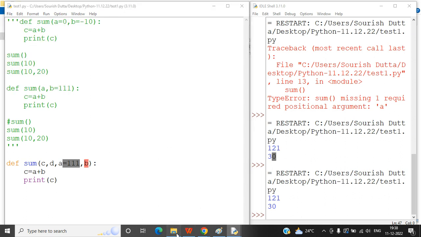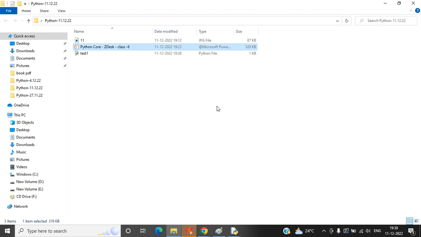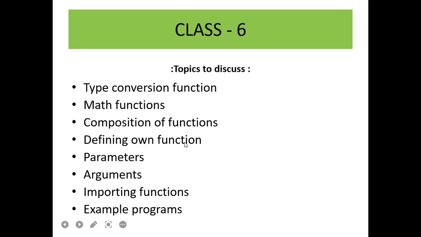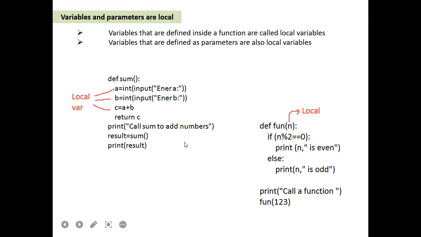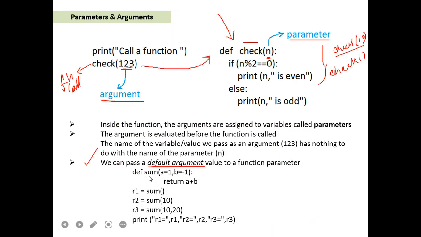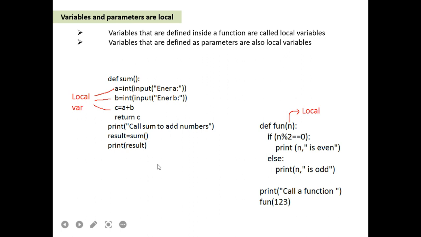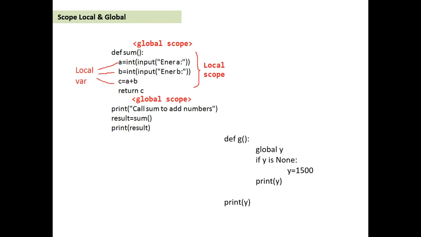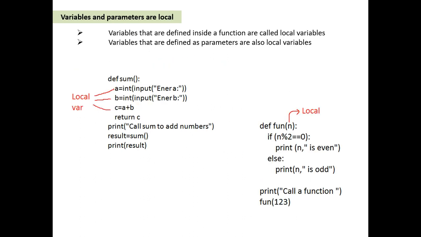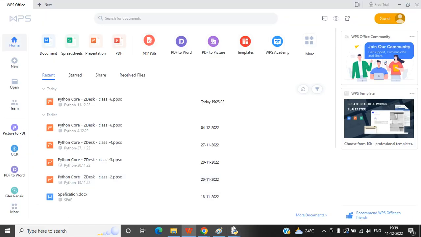Going to the next slide. So this was your default argument and non-default argument. Next is your variable parameters. Variables and parameters are local. Now the scope concept. What is the scope concept? Can anyone tell me? Do you have any idea what the scope concept is? Like, the values are all accessed within the scope where they are declared.